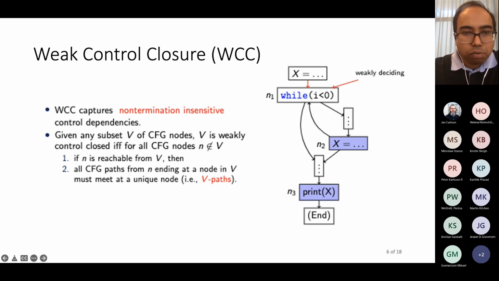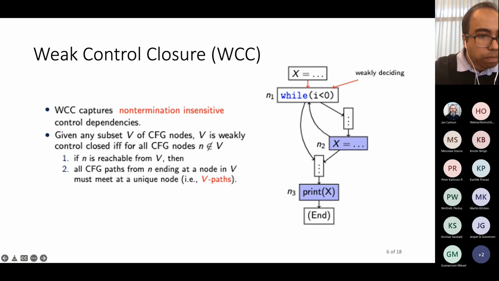For example, suppose V includes this node N3. If we consider node N1, the paths from N1 to N3, all the paths, must meet at N3, and no other node should be from V in these paths. Then we call them V paths. And if we have unique V paths from any node like N1 here, then N1 is not weakly deciding, and then V is weakly control closed.